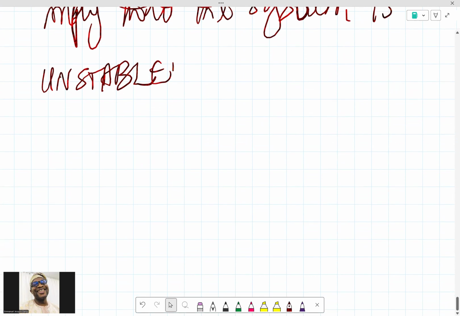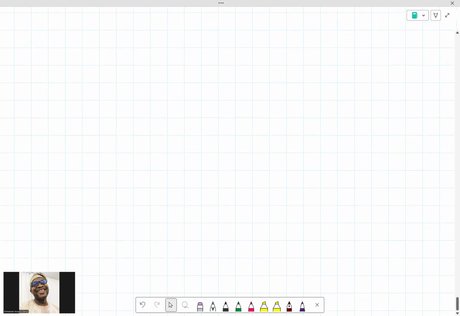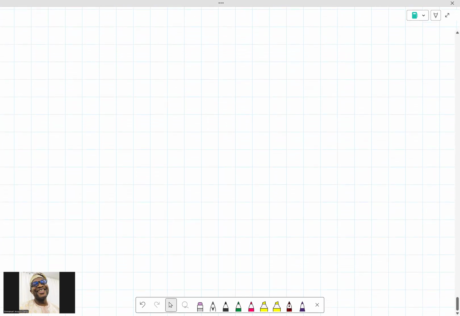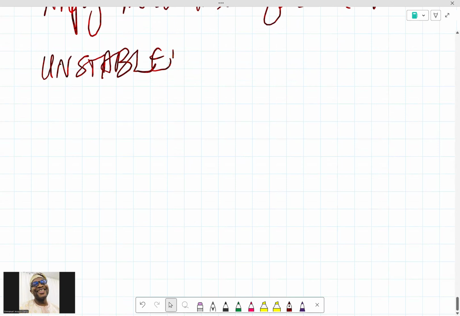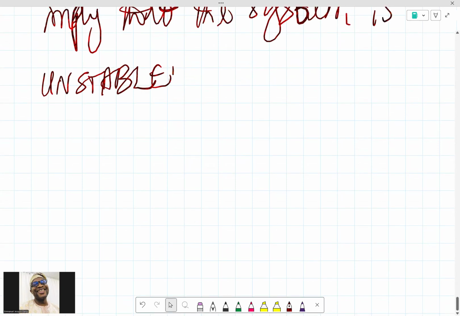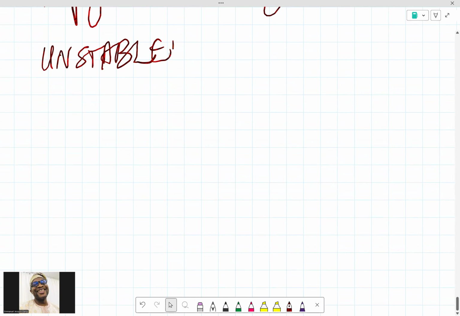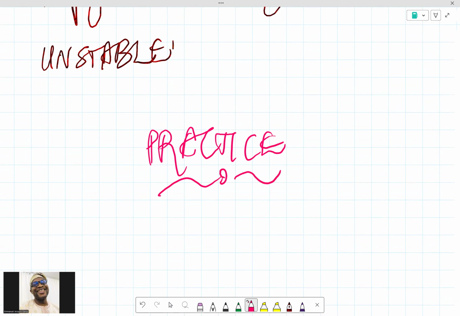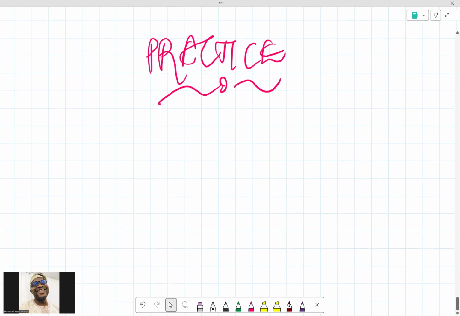With that done, let's take some practice questions talking about the Routh-Hurwitz criterion. It's a very powerful method once you can understand how the calculations go. We can determine stability without necessarily finding the poles, as it were. So let's take some practice questions.